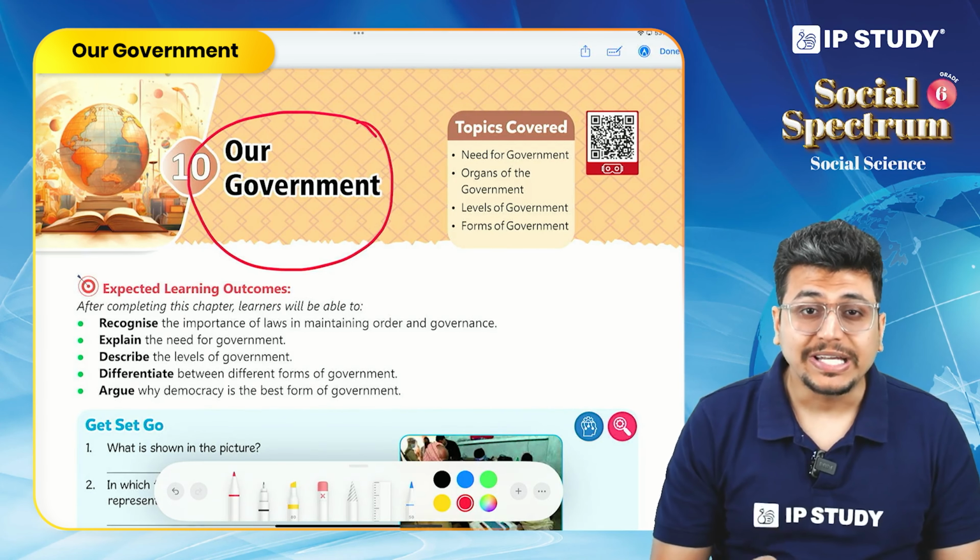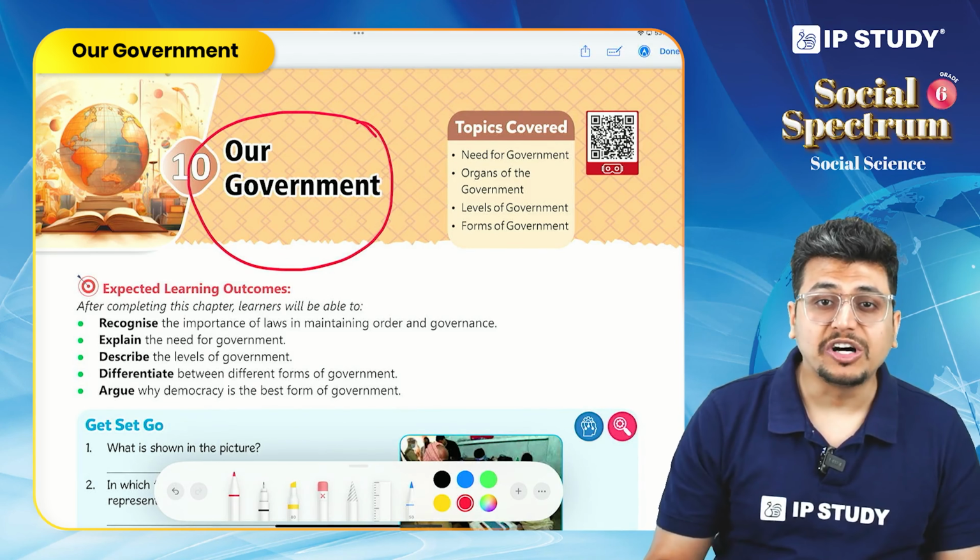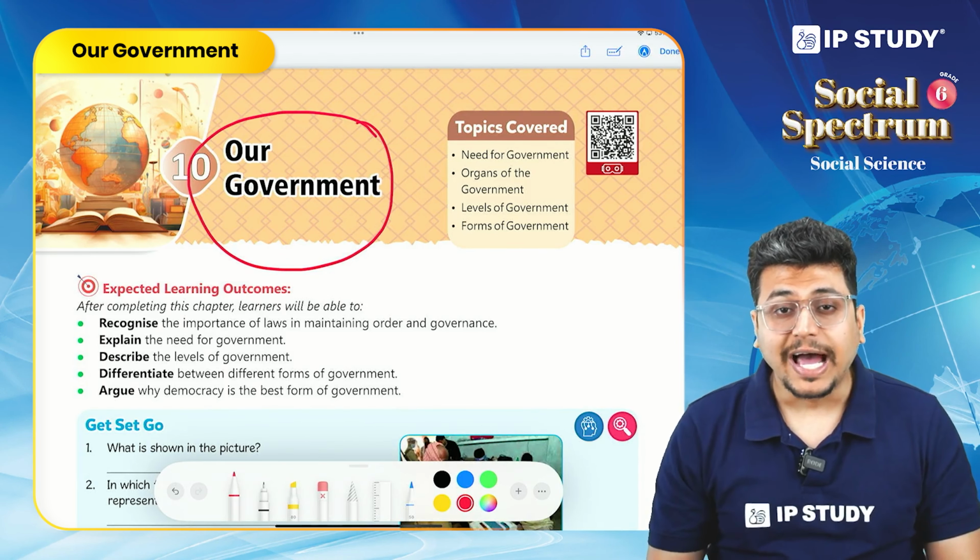But what exactly is government? What are the different needs and functions it performs? At how many levels does it work? What are the different organs of the government and what are its various types? So we are going to study all these aspects in this chapter.